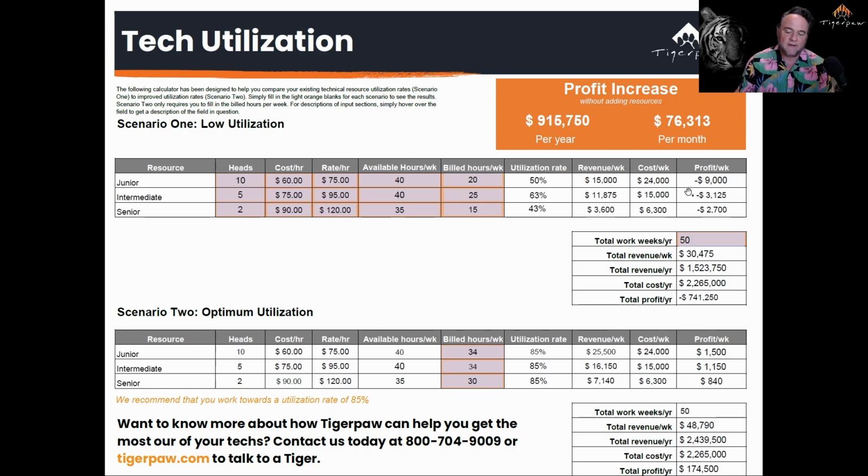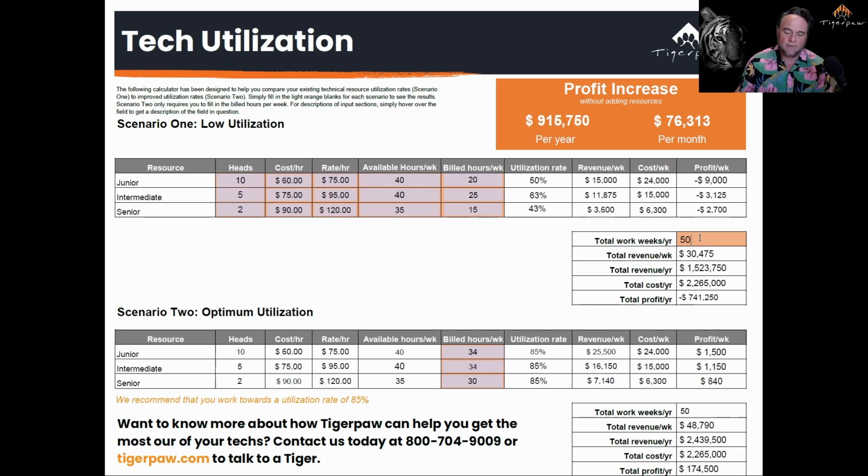And you can see that this is a sad situation because obviously we're losing $9,000 of profit per week for the juniors, $3,100 for the intermediates, and for the senior reps, $2,700 a week. And this is obviously not an ideal situation, and once you have your numbers put into the calculator, you'll see what that actually means for you.